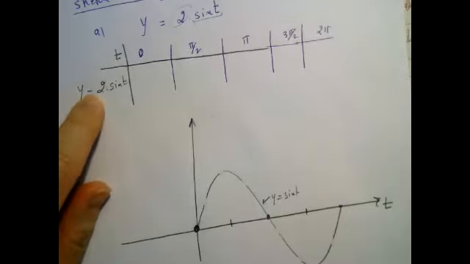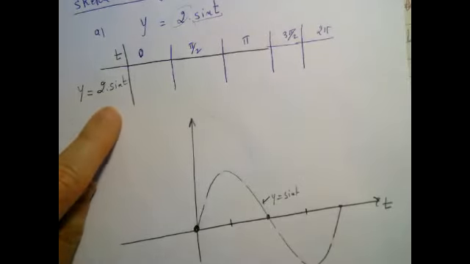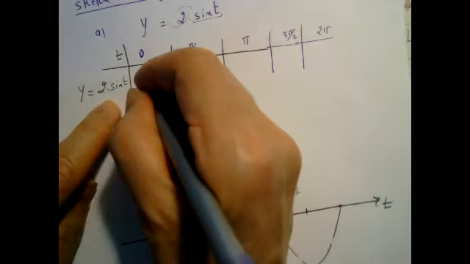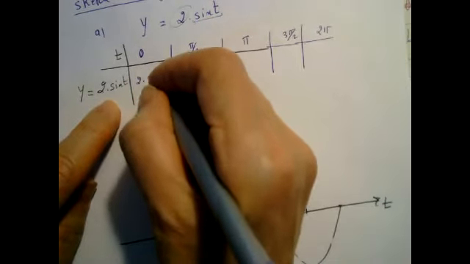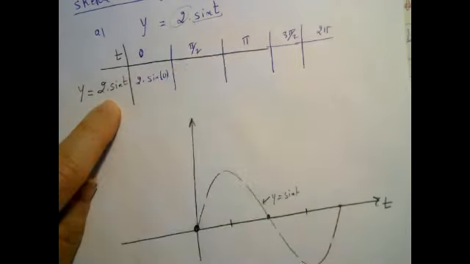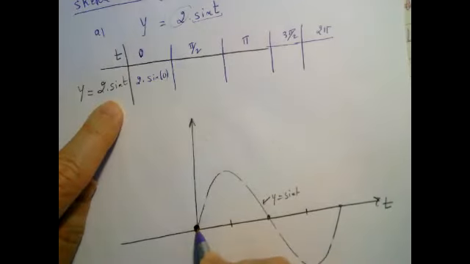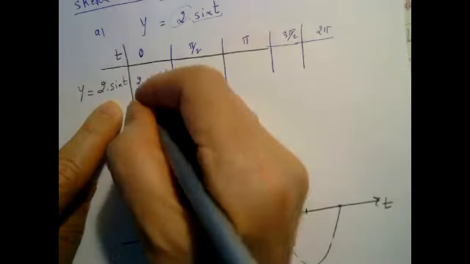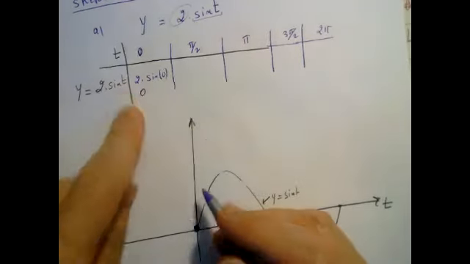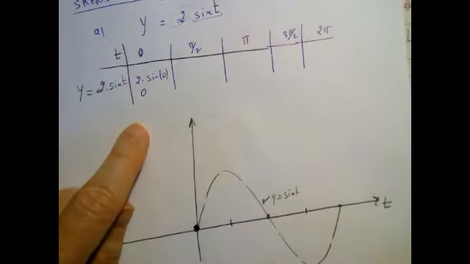What's the value of 2 times sine t when t equals 0? What does this mean? It means you multiply 2 by the sine of 0. Now we know the sine of 0 is 0, so that's equal to 0. So at t equals 0, the value is 0.